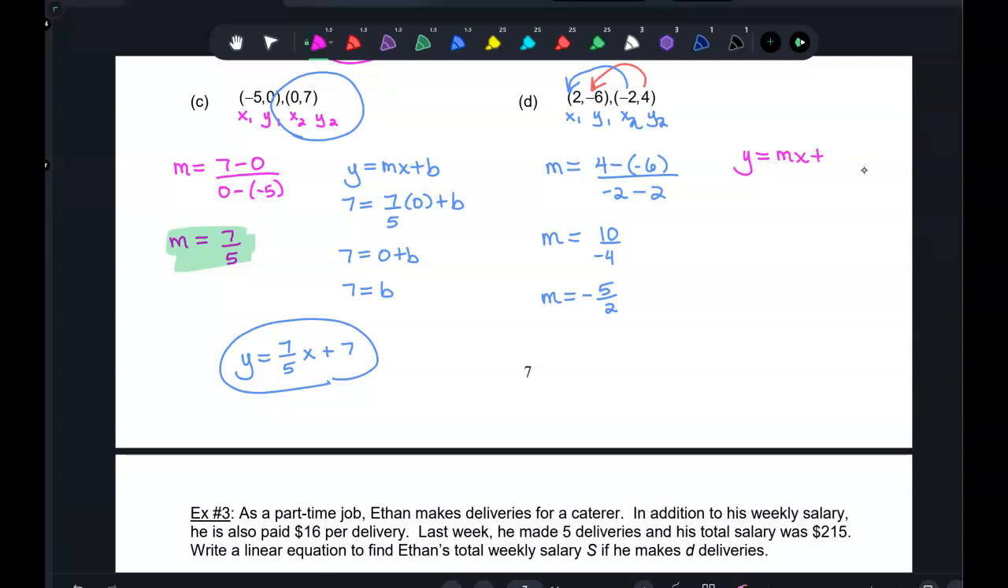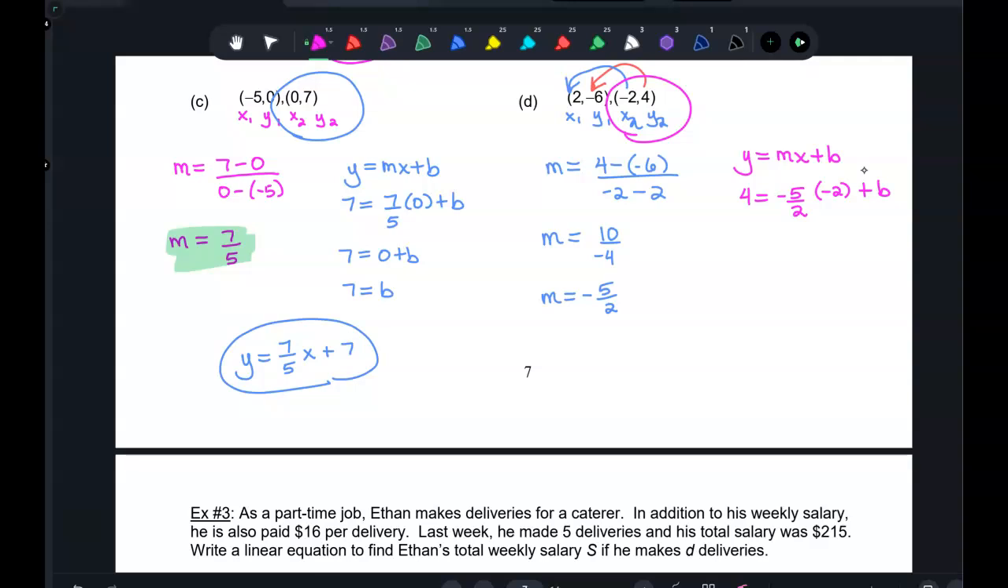Then you have to plug in. Pick which point you want to use. I did negative 6 and 2. I did negative 2 and 4 as well. So what do I write down? 4 equals negative 5 over 2. You get the same answer either way. It doesn't matter. We should all get the same final answer.